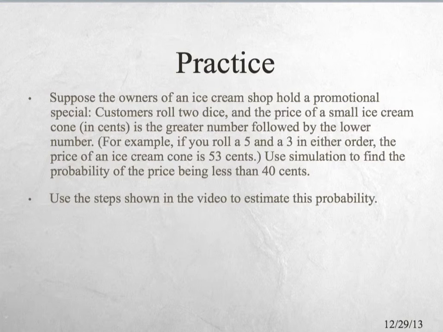So what I'd like you to do is do the same set of steps with this problem. Owners of an ice cream shop hold a promotional special. They roll 2 dice. Oh, you know how to simulate that. And the price of a small ice cream cone is the greater number followed by the lower number. If you roll a 5 and a 3 or a 3 and a 5, the price is going to be 53 cents. Use the simulation to find the probability of the price being less than 40 cents. So I want to see all those steps, and we'll talk about this tomorrow.